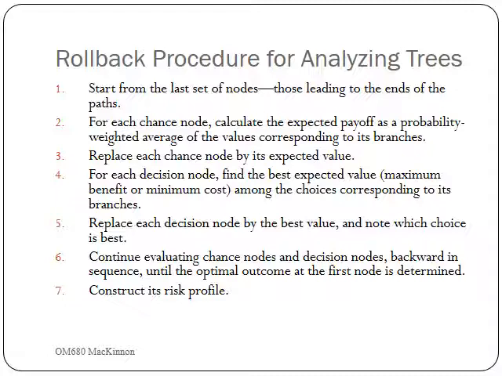And then for each decision we find the best expected value, by maximum benefit or minimum cost, and then we continue to work backward. Replace the decision node by the best value, with a note of which choice is best, and we continue to go backwards in this way, just like the toy example. And then in the end we have our decision, and we also have the risk profile that represents that decision.